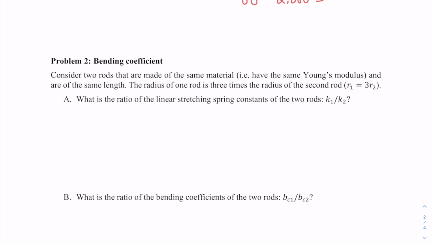Part A is asking us what is the ratio of the linear stretching spring constant of the 2 rods, K1 divided by K2. What's the ratio between them? Now, we know that K we define as Young's modulus times the cross-sectional area divided by the original length. Well, here's K1. How about K2? Are the Young's modulus going to be the same or different?